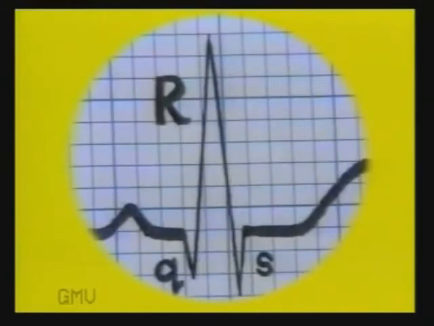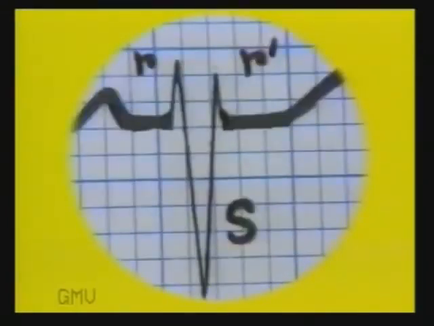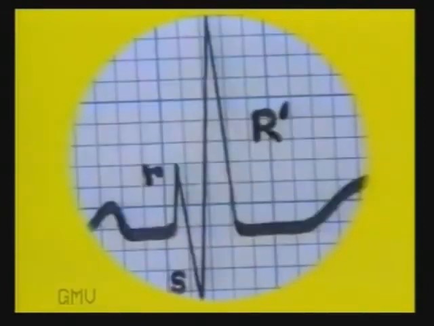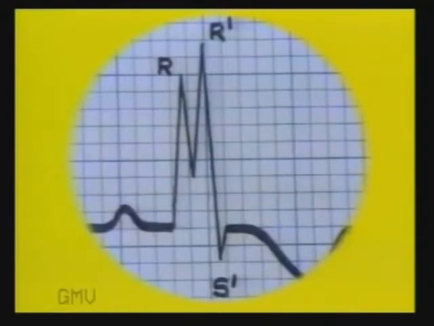In this complex we see a small Q wave, a tall R wave and a small S wave, a QRS complex. And in this complex there is only a downward deflection, no R wave. We do not know whether it is a Q wave or a S wave, so it is termed as QS complex. This is a RSR dash with a deep S wave. This is a RSR dash with a tall R dash wave. This is a RR dash pattern, and this is RR dash S dash pattern.